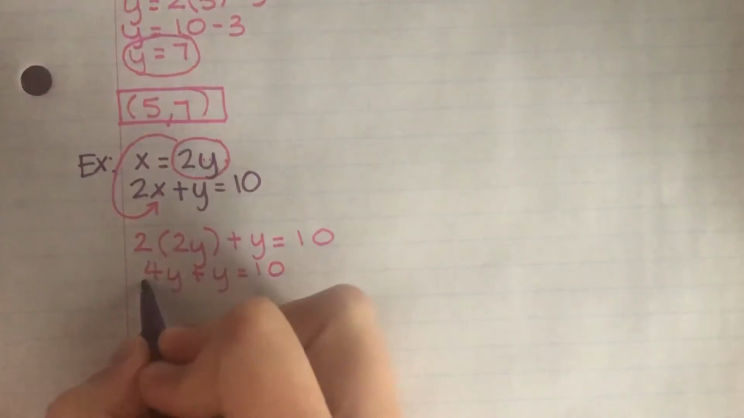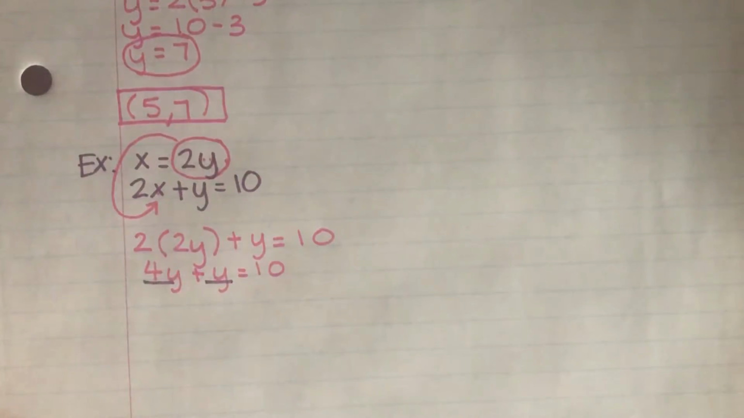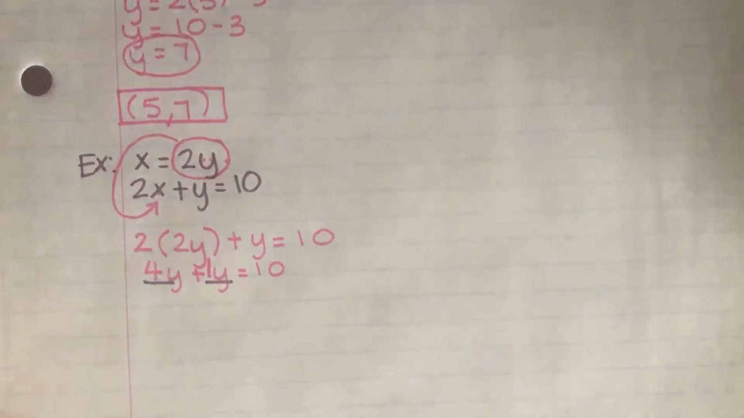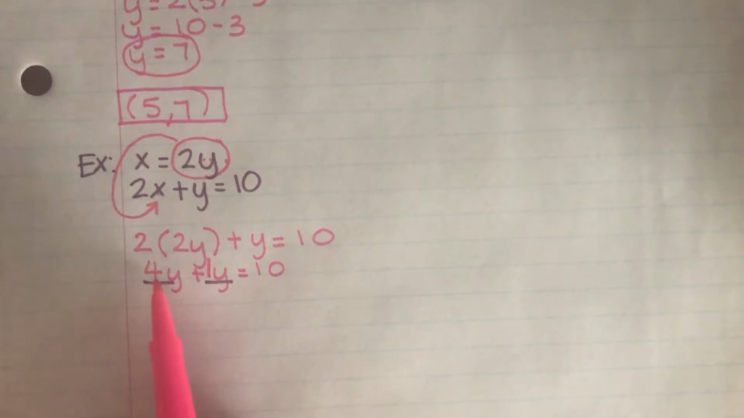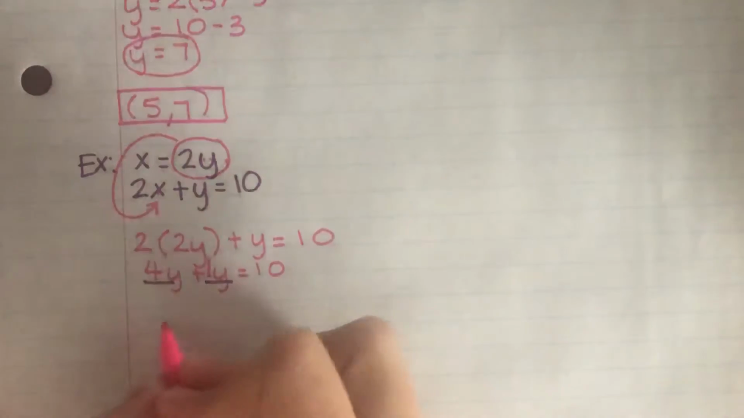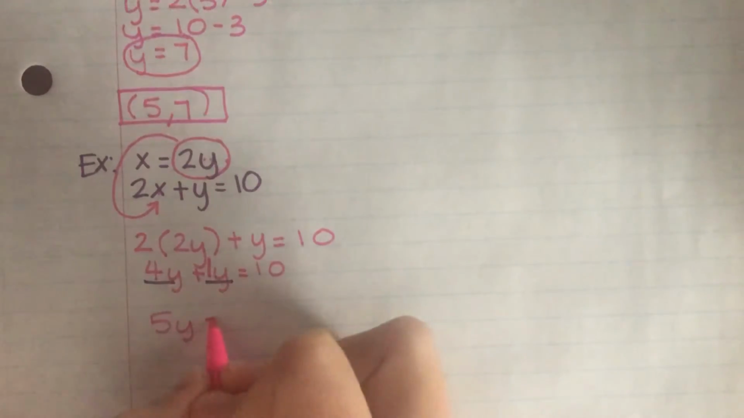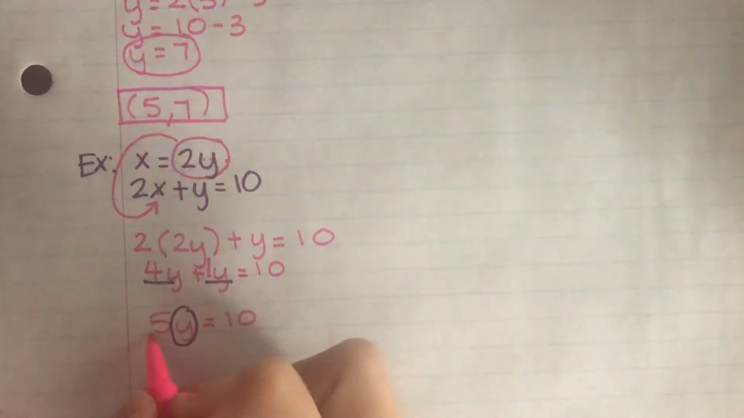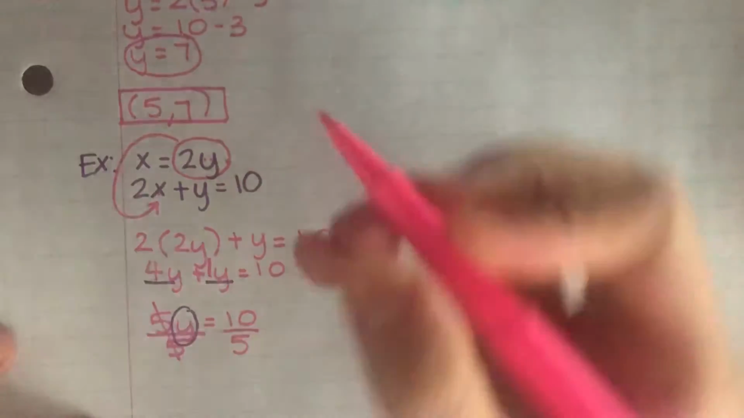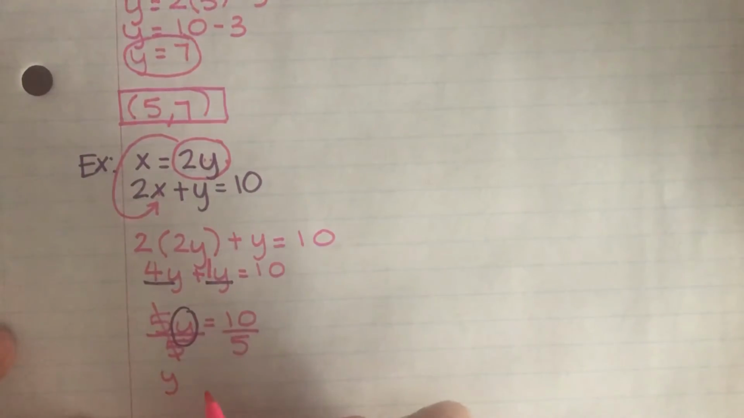Here we have 2 like terms, so we're going to combine our like terms, 4y plus y. Remember, we can pretend there's an imaginary 1 in front of our y here, so we can pretend this is 4y plus 1y, which would be 5y, equals 10. And the last thing we want to do is isolate our y, so we do that by dividing each side by 5. Our 5's cancel out, and we're left with y equals 2.